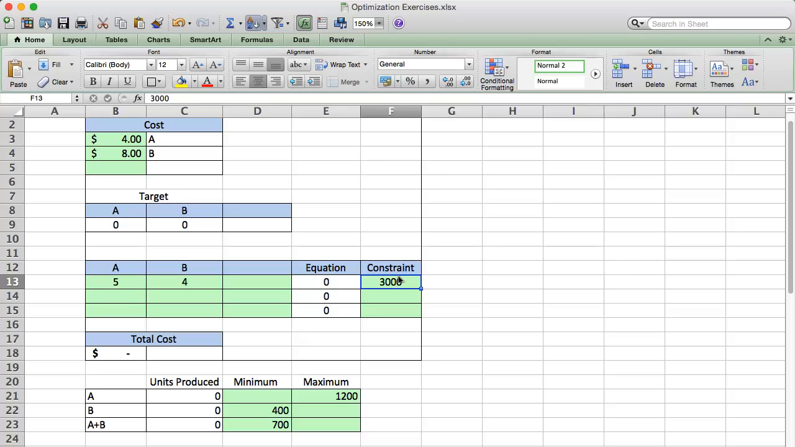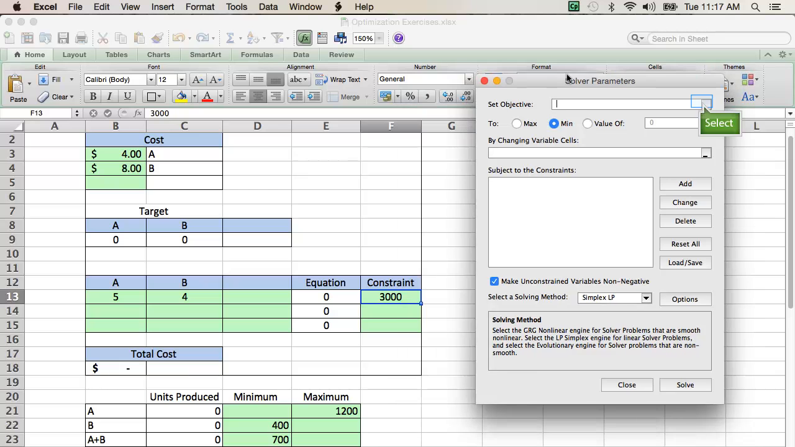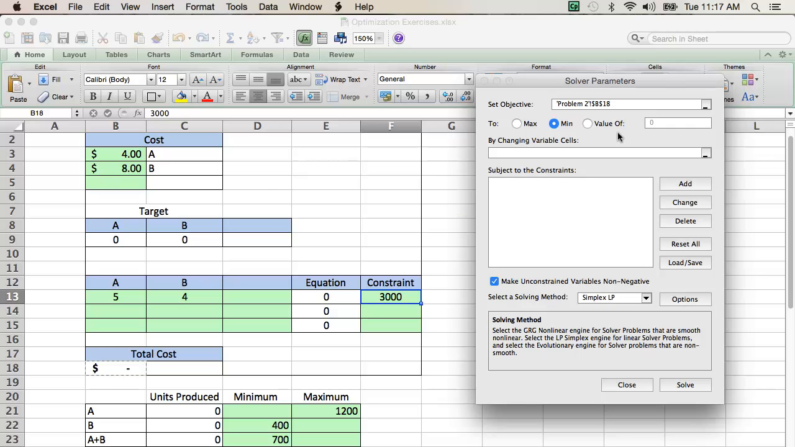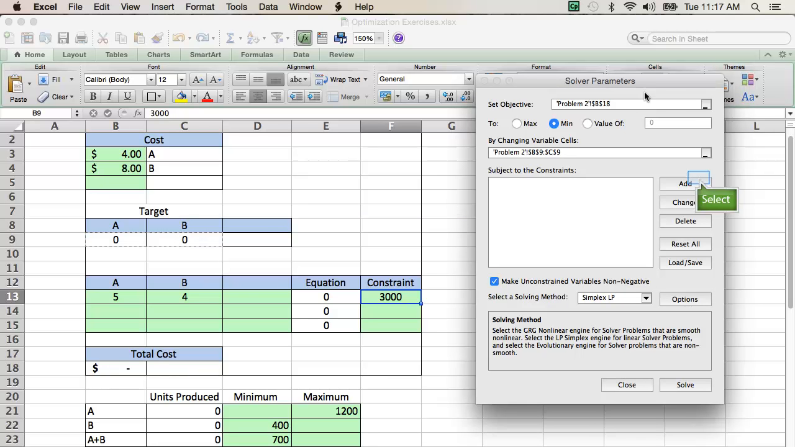So now that we have our model defined and we have added a place for everything in that model on our spreadsheet, we just need to communicate to Solver what we want it to do. So our objective function here is to minimize the total cost. So note that we have marked for our objective minimum, by changing the cells B9 and C9. Now our constraints.